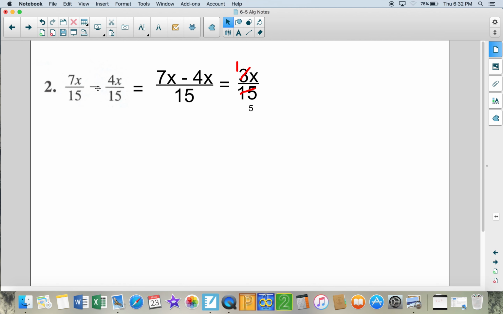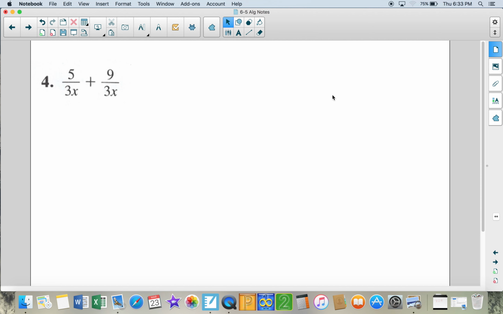Now some people look at these problems and they think, okay, that subtraction has to go up to this term. So we notice that the subtraction gets placed in front of the 4x. So my final answer is going to be x over 5. So 7x over 15 minus 4x over 15 leaves me with x over 5.